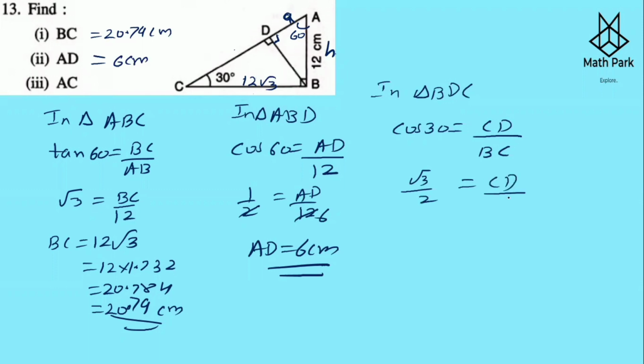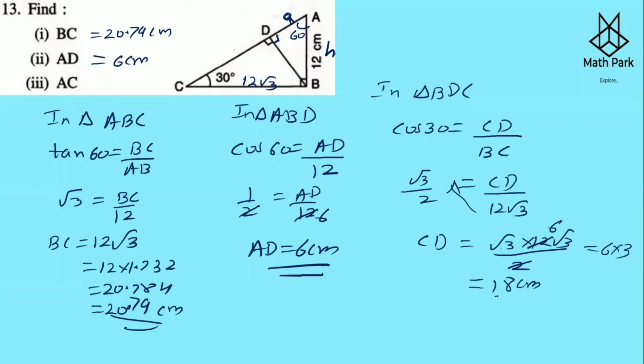CD is what we have to find out, and BC is 12 root 3. So you get CD is equal to root 3 into 12 root 3 upon 2. So we just shifted this 12 root 3 over here. So 2 sixes are 12. Root 3 into root 3 is 3. So 6 times 3, this is 18 centimeter is your CD. And now you have to find AC. So you have AC is equal to CD plus AD. CD is 18 and AD is 6. So 18 plus 6, 24 centimeter is your AC. So you got AC as 24 centimeter.